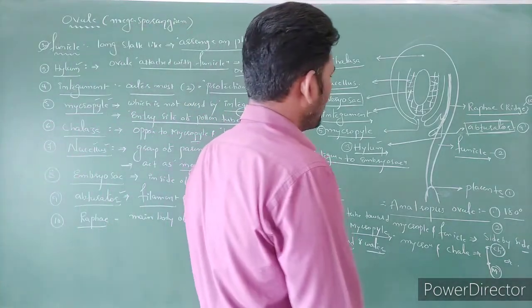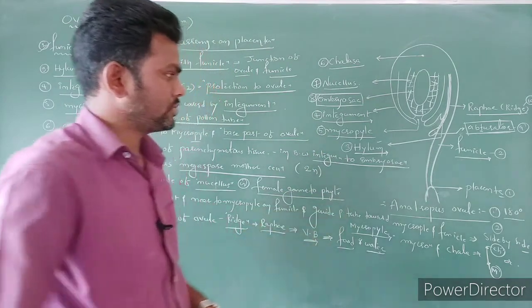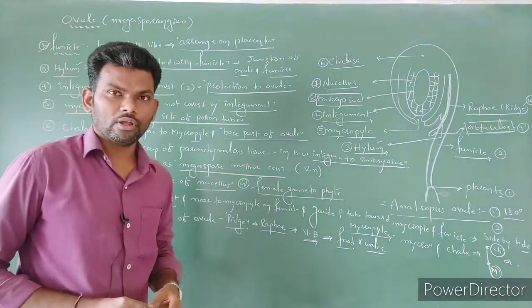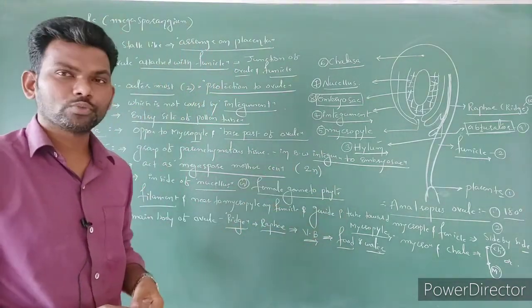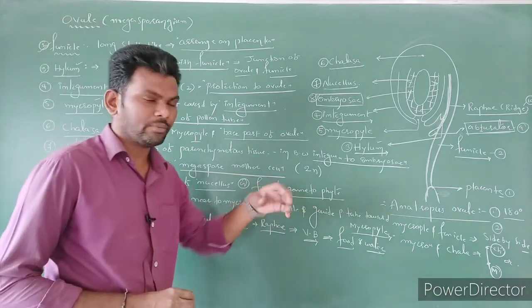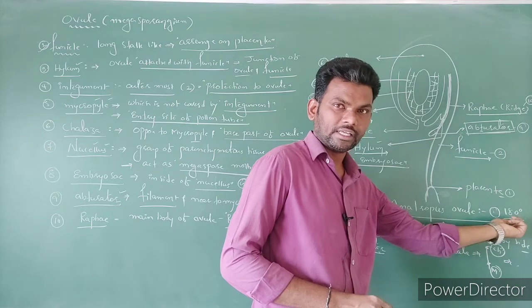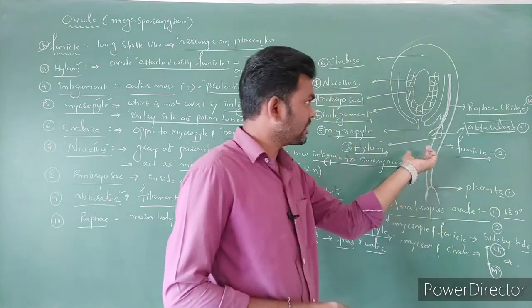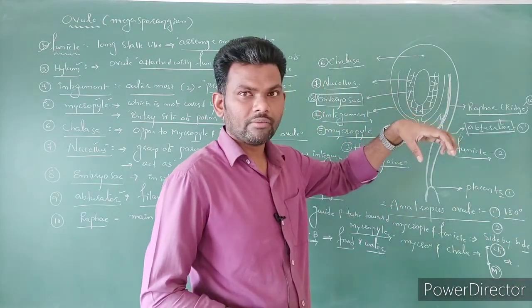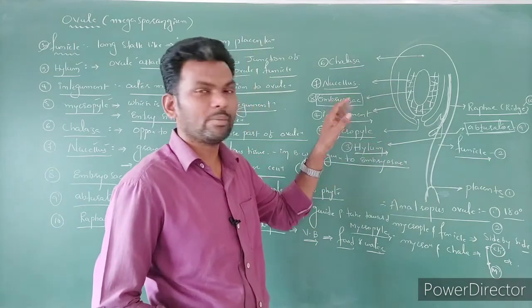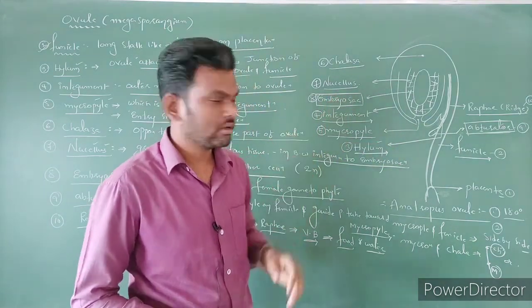Right? So these are the different labels of the ovule. Which type of ovule is it? Anatropous ovule. Why is it anatropous? Because it is bent nearly 180 degrees. Right? In NCERT the diagram is given like this. In the exams you have to draw the same NCERT diagram. Okay?